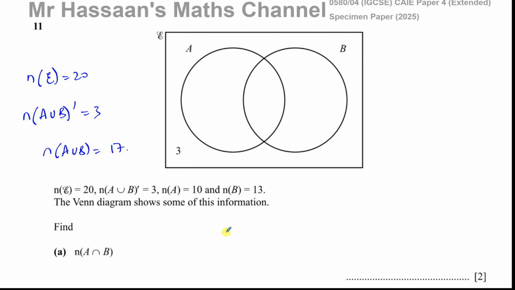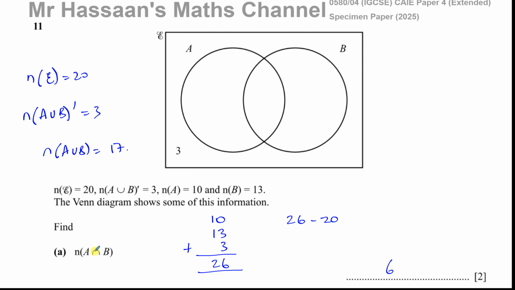One of the easiest ways to deal with this question is to list them all down and add them together. There are 10 elements in A, 13 elements in B, and 3 elements outside of them. That makes a total of 26 elements altogether. Some of those elements have been counted twice, because they are in both. So how do you know how many are counted twice? We know there are 20 elements altogether, so you take 26 away 20, and that gets rid of the ones counted twice. That means the number in A intersection B is 6.